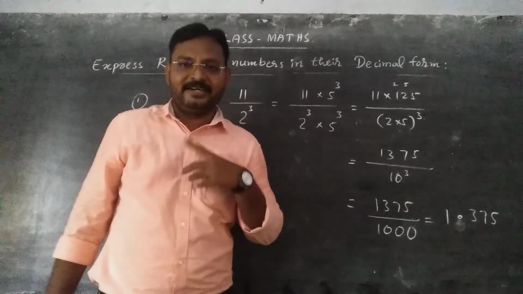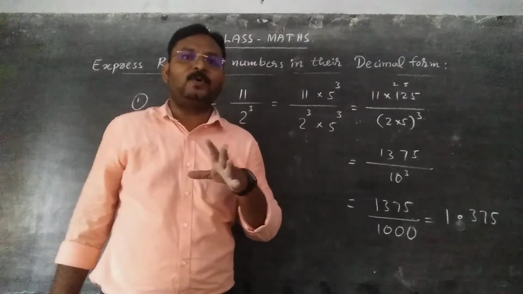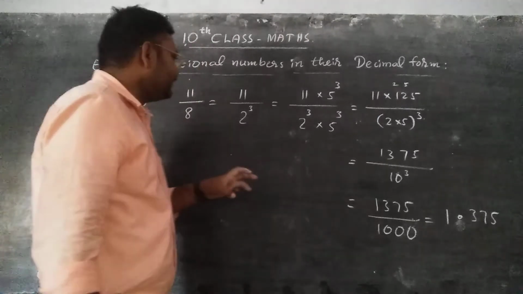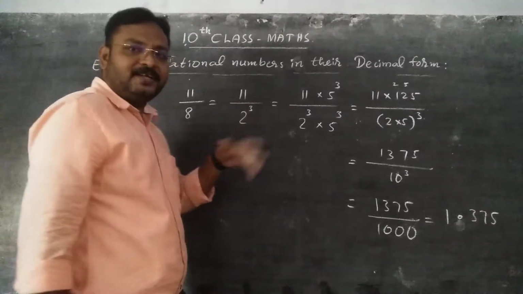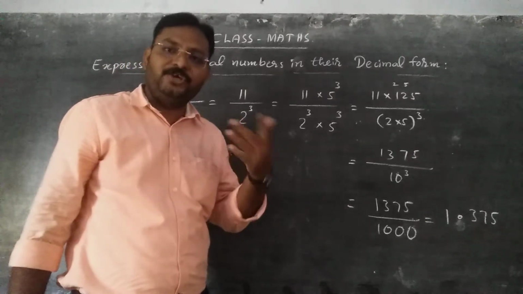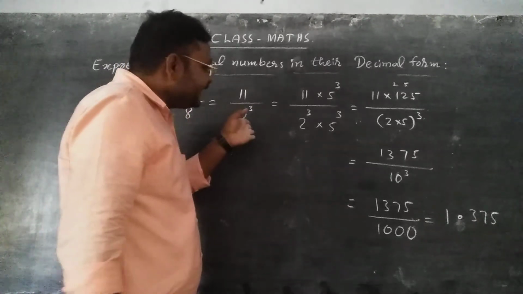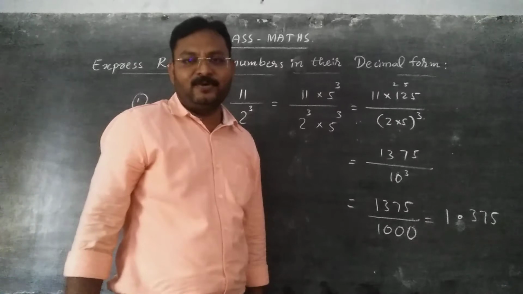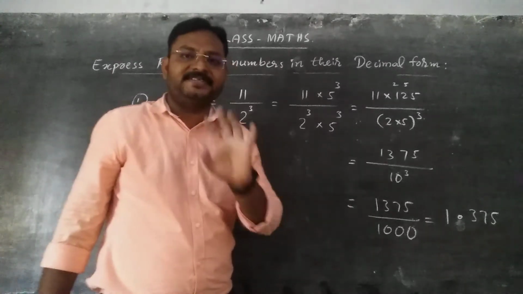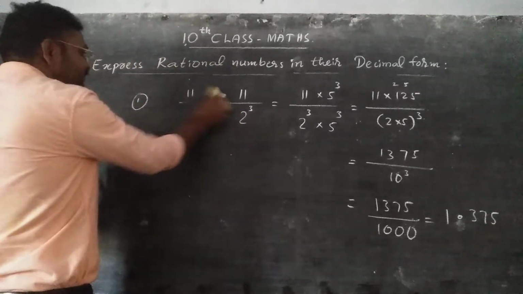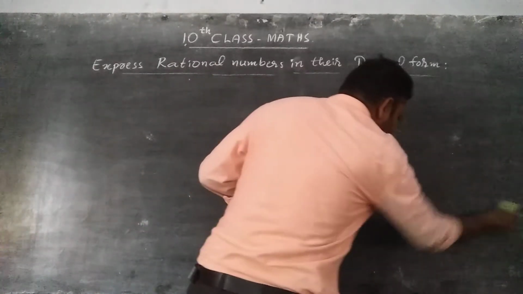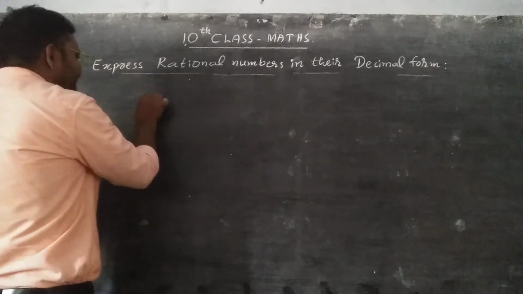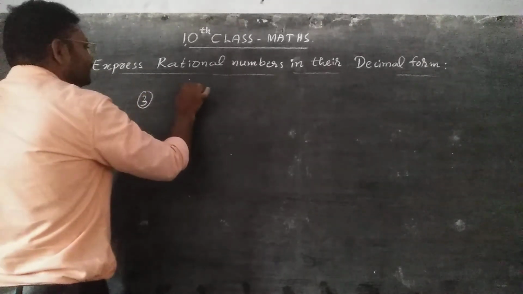Did you understand this? So every time, if the denominator is in the form of 2 cube, or otherwise in the form of 5 cube, we can get a terminating decimal only. So this is the process. Now, in the theorem I said "otherwise". Otherwise means, for example, one more problem.